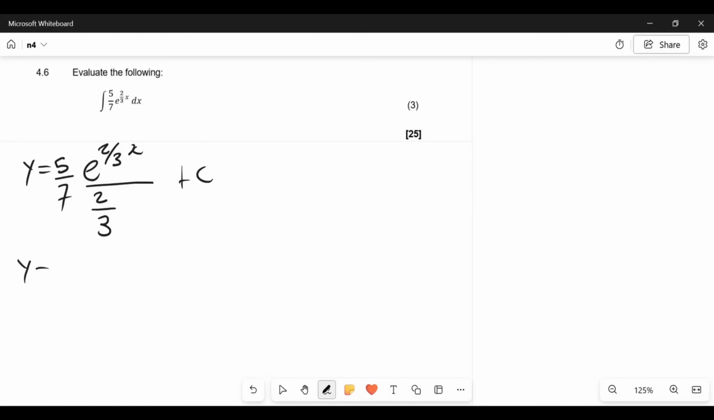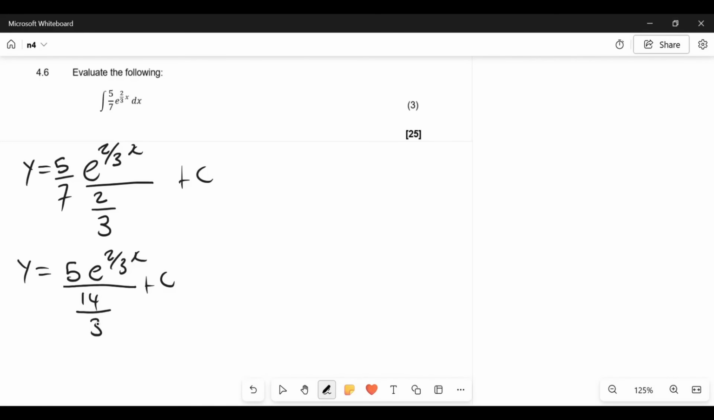Now the next step, we just have to simplify. We have to multiply this 5 with e to the power of 2 over 3x. So this is going to be 5 e to the power of 2 over 3x. And then divide by, underneath there, we have 7 multiplied by 2. This here is going to give us 14 over 3 plus c.